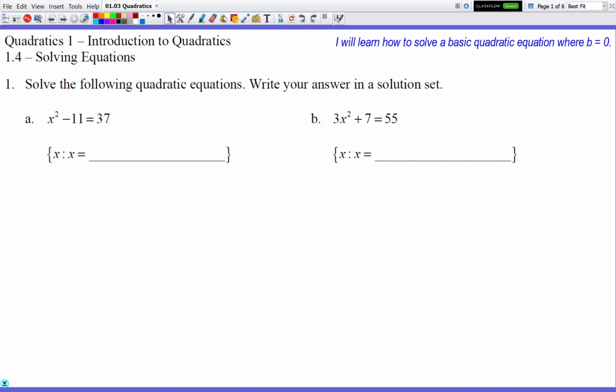Okay, so in this lesson, hey, we're finally actually going to solve for x. I think this is the first time this quarter that we're actually going to solve for x, and let's get started. Kind of happy.